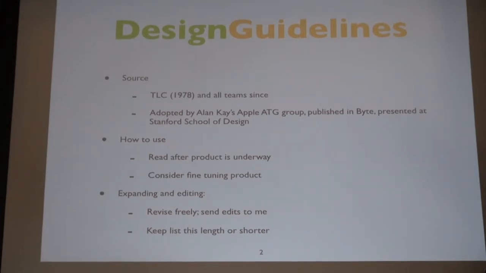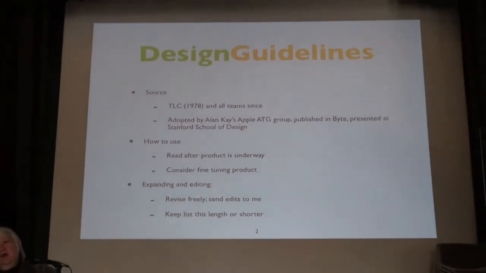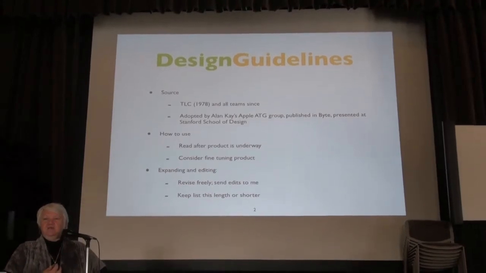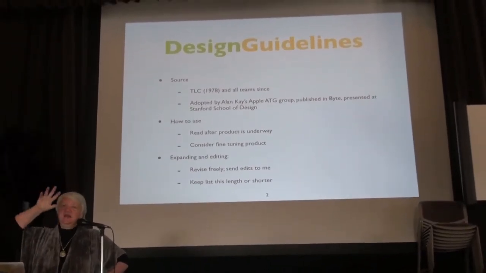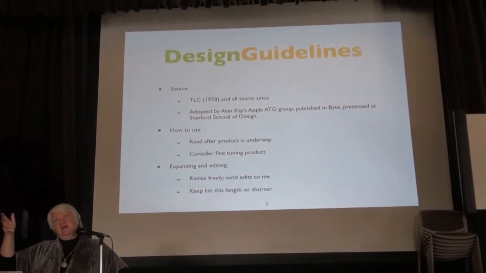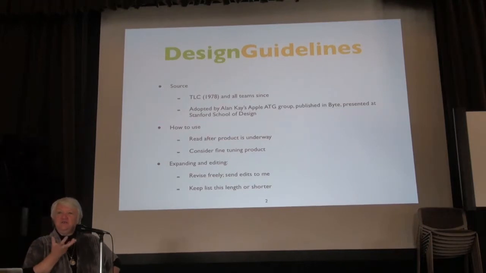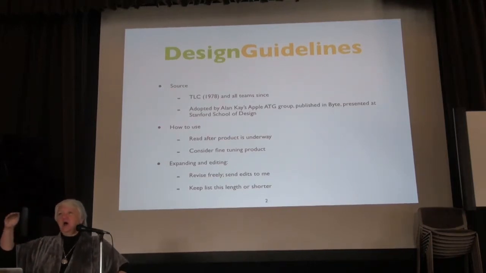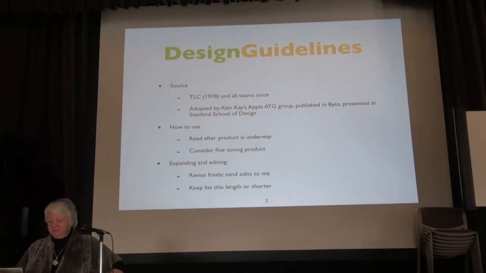The way to use this list is to read it after your product is getting going. It's not a starting point because it's too conflicted, and there are things that are opposite, like that it's realistic and fantasy. Well, you can't really do both of those. So it's not the source; it's more that you're coming along and you think, oh, what could I do to make it better? So you could consider fine-tuning your product partway along with this list.